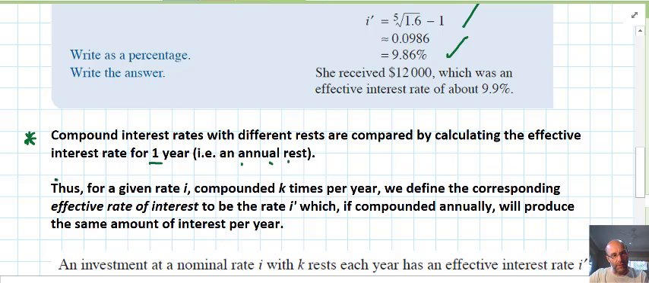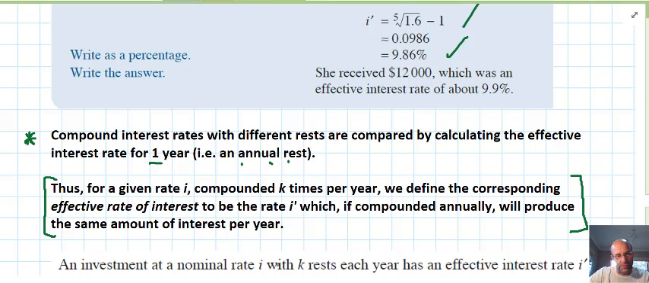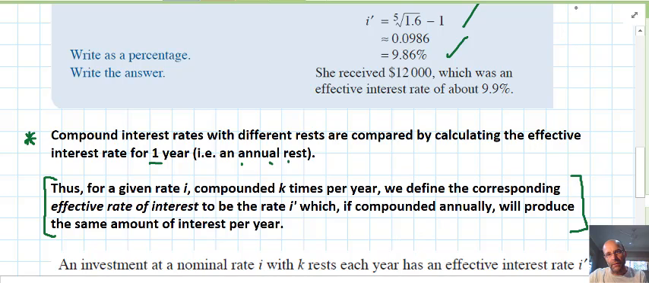So the actual definition for effective rates is a bit more strictly articulated here. Thus, for a given rate of interest i, compounded k times per year, we define the corresponding effective interest rate to be i dash, which if compounded annually will produce the same amount of interest per year as the other loan or the other investment. So it'll have the same effect, but it's a one year compounded annually scenario. It'll produce the same amount of interest, hence the term effective.